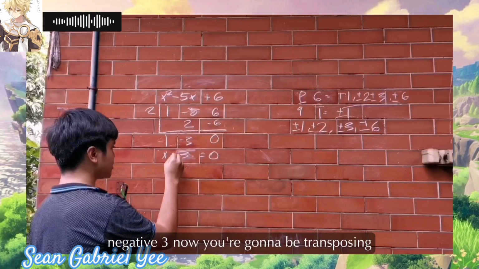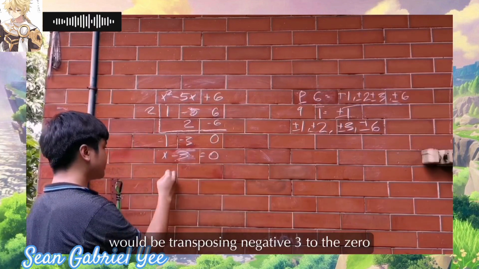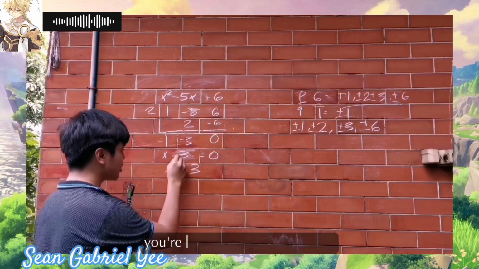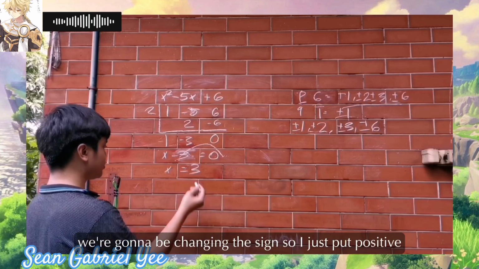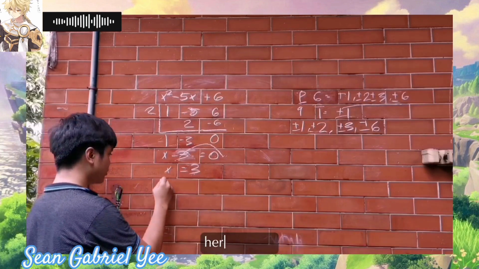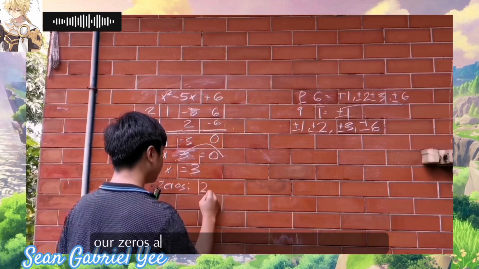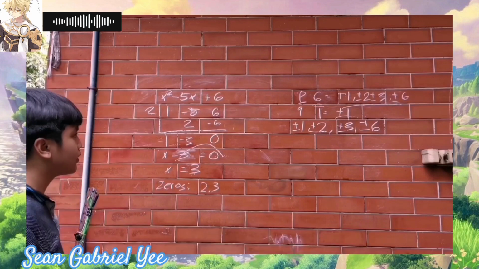Now we're going to be transposing. We're going to be transposing negative 3 to the other side of the 0. So x equals positive 3, because when you're transposing, you're always changing the sign. Just switch it right over here. We're changing the sign, so I just put positive. So this is your other 0. Here you go. Very easy. Our zeros are 2 and 3. Nice. Okay, let's just erase this.